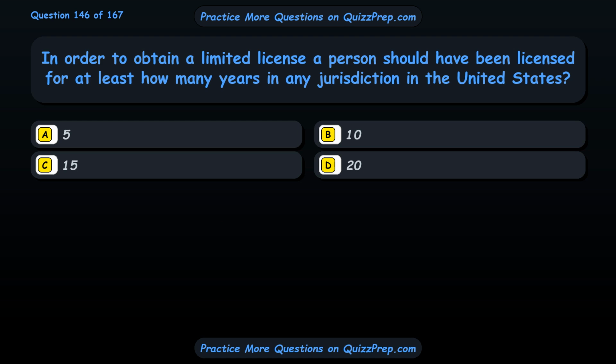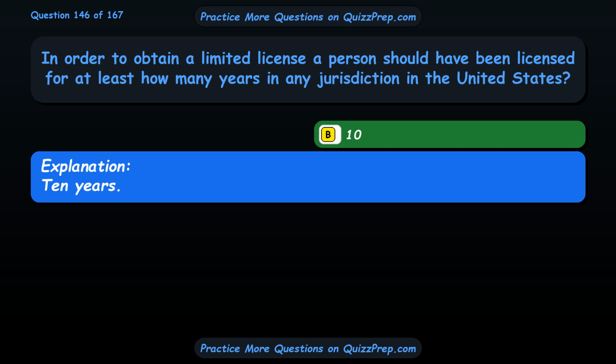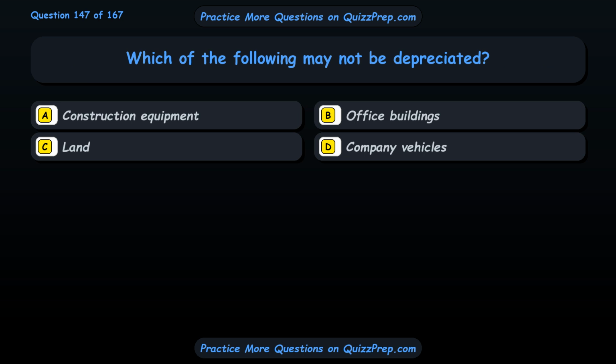Question 146. In order to obtain a limited license, a person should have been licensed for at least how many years in any jurisdiction in the United States? Option A, 5. Option B, 10. Option C, 15. Option D, 20. The correct answer is option B, 10 years.